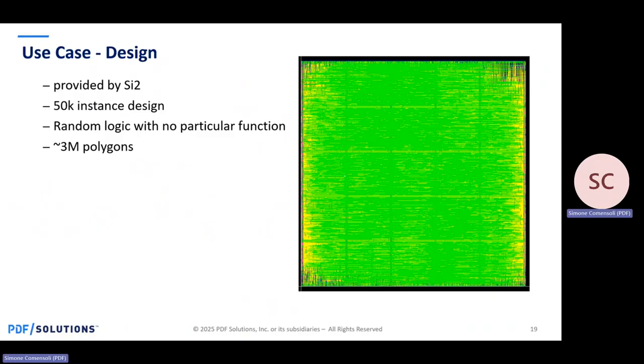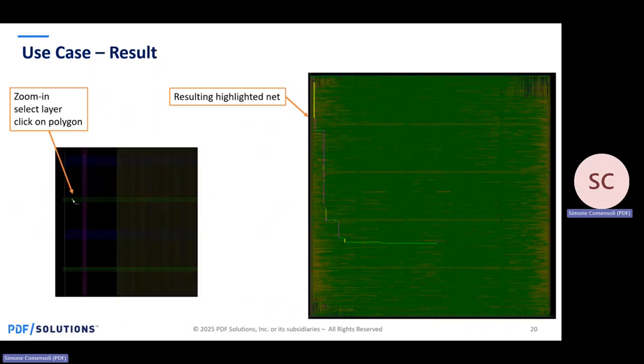I now want to introduce an example to give you an idea of the timing required by the tool to perform the extraction. We used a design provided by SI2 containing around 50,000 instances. The logic was generated randomly, but it mimics real-world layout complexity. Overall, the design contains approximately 3 million polygons.